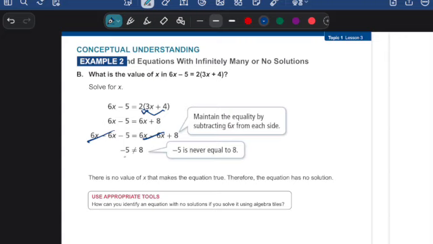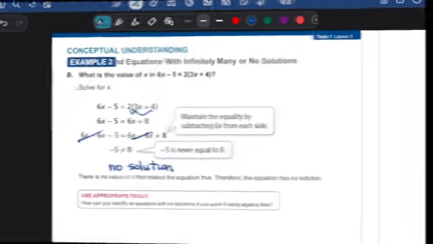Now we have -5 equals 8. That is never going to be true. -5 will never equal 8, so there are no solutions. There is no possible value for x that will make this true. So just make sure you're doing your calculations and your opposite operations accurately, because you want to be able to determine how many solutions there are.